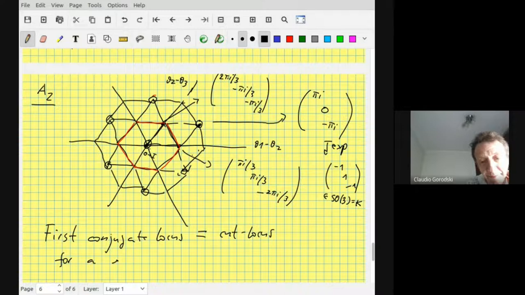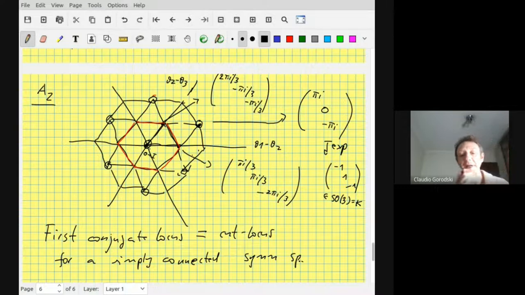For a simply connected symmetric space, it is a general result, first proved maybe in the 60s.